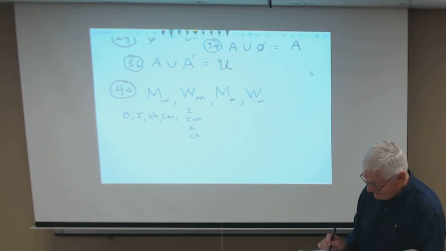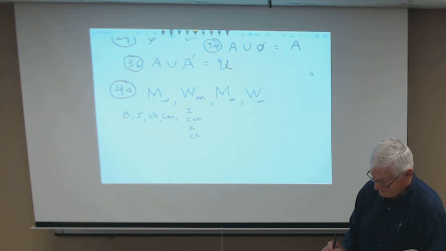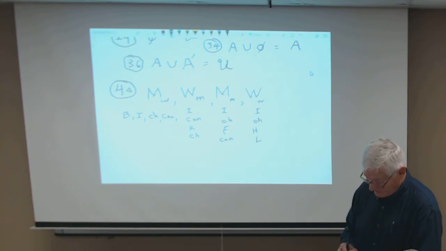And then be kind. What do men like in men? M sub M: intelligence, cheerfulness, friendliness, and congeniality. And what do women like in women? Intelligence, cheerfulness, helpfulness, and loyalty. Now, my universe is going to have all of that stuff in it.